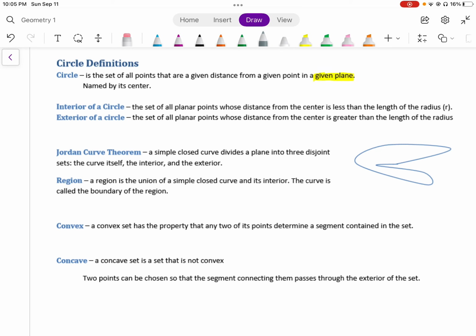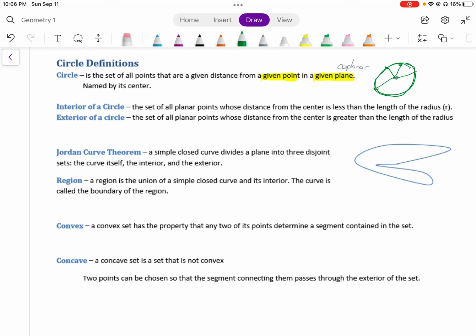So this part down here, I'm actually going to start with this. This means all these points are coplanar. And they're a given distance from a given point. So I'm actually going to work backwards here. So let's say this is our given point, and we want a given distance. Well, we want the same distance all the way around this point. Do my best here. My best is not going to be great, but this is supposed to look like every distance here is equal. And so this part right here would be our circle. It's the set of all points that are a given distance from a given point.